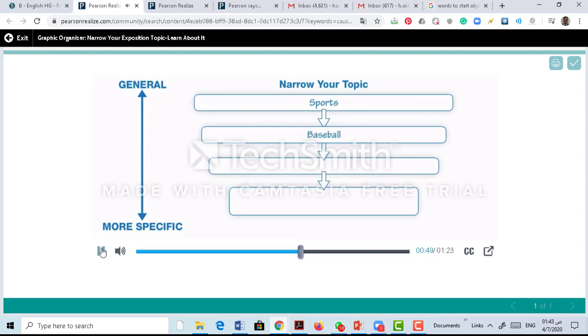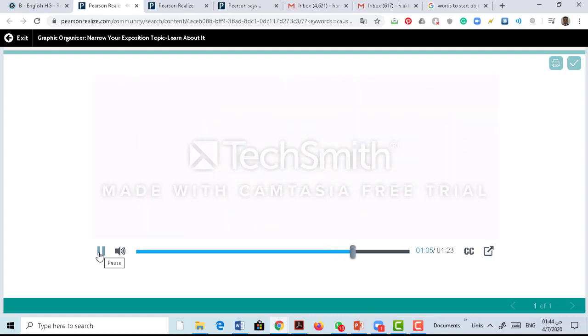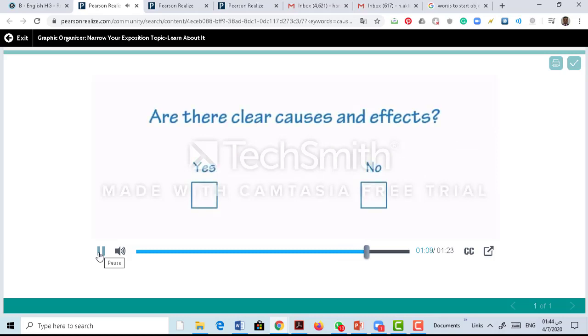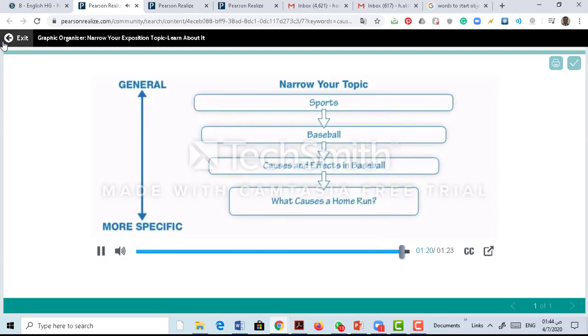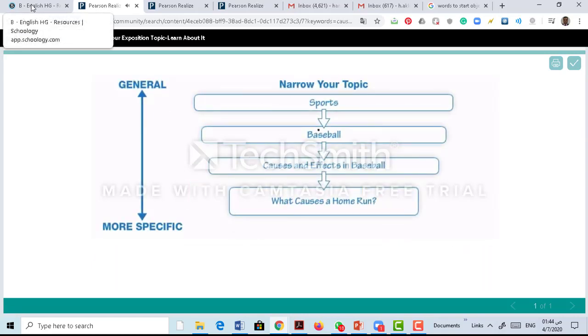Good. Now what do you want to explore about baseball? Right, of course. We are writing a cause and effect essay. Well, let's focus on either causes or effects by examining a specific question. To test your final topic, just ask yourself, are there clear causes and effects? If your answer is no, pick a related topic with clearer cause and effect relationships. If your answer is yes, you are ready to start planning your essay. Go ahead and swing for the fences.